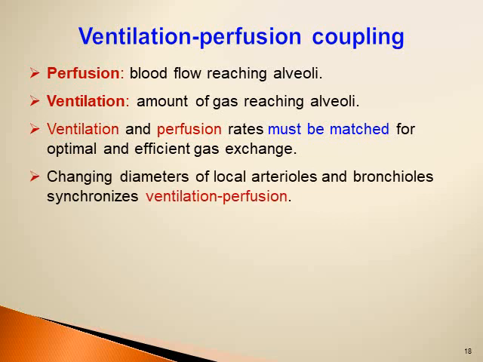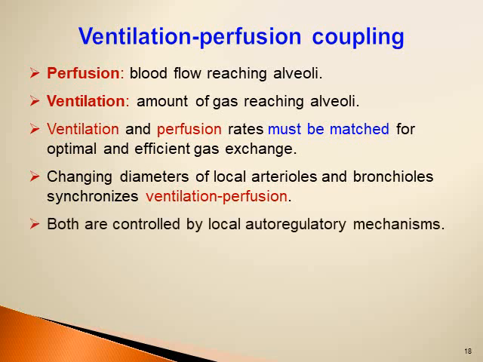Changing diameters of local arterioles and bronchioles will synchronize ventilation and perfusion. So the homeostatic mechanism will change the diameter of the pulmonary arterioles and the bronchioles in order to match the rates of ventilation and perfusion and get a very efficient gas exchange. This concept of ventilation-perfusion matching will be further discussed in detail in the respiratory module in phase 2, inshallah.